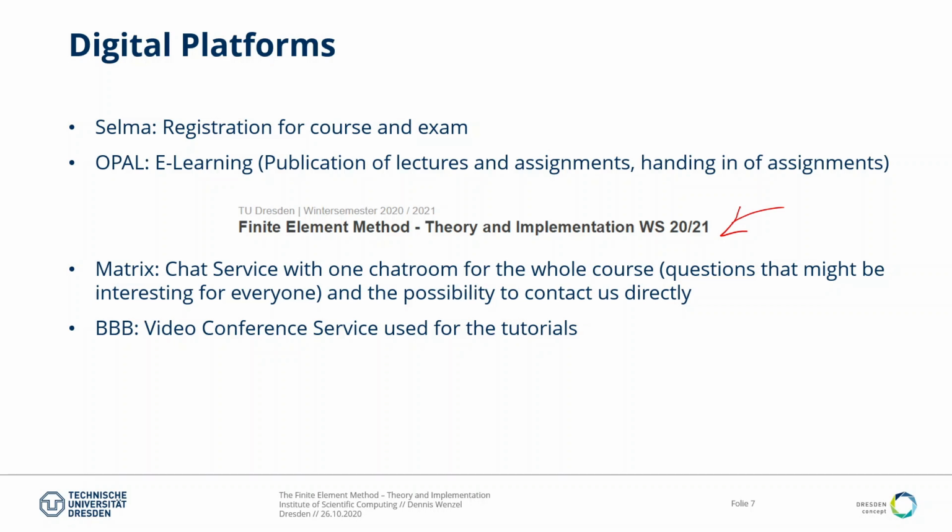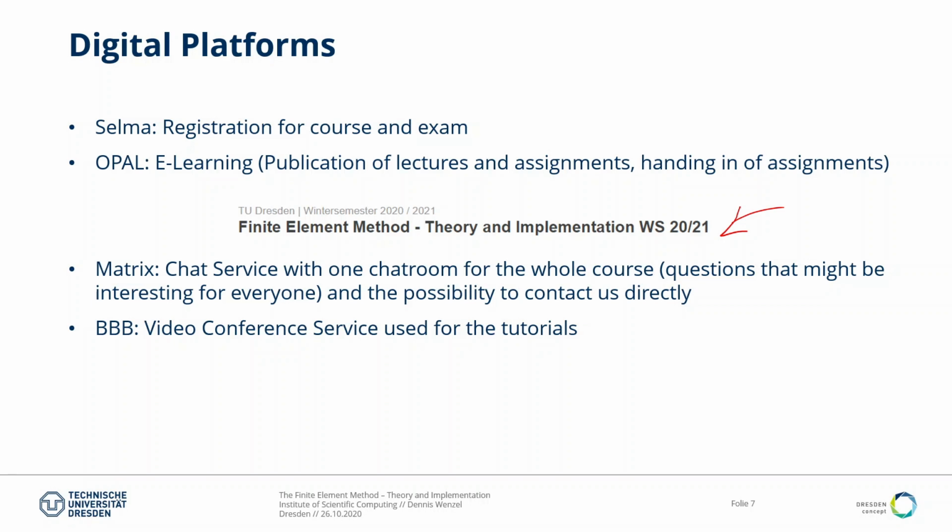Then the next thing we need is Matrix. Matrix is a chat client that is provided by the university. The servers for this chat client are actually TU Dresden owned. So we have created a chat room for the course for questions that you might be asking and that might be relevant for everyone. And of course also the possibility to write a direct message to us, because that's usually faster than writing an email. The link to the Matrix room is also found in Opal, so you can just click on it and then you're good to go.